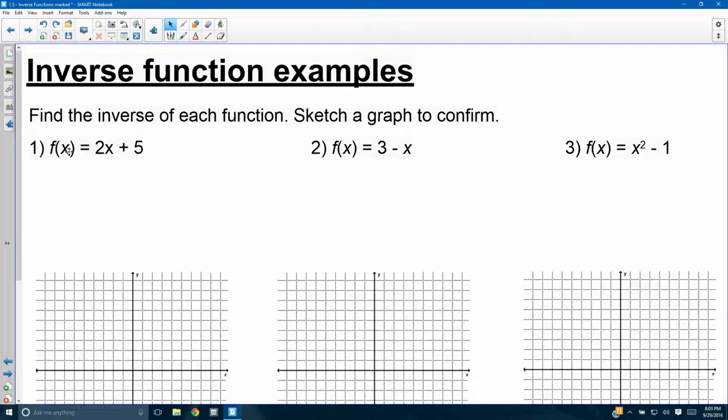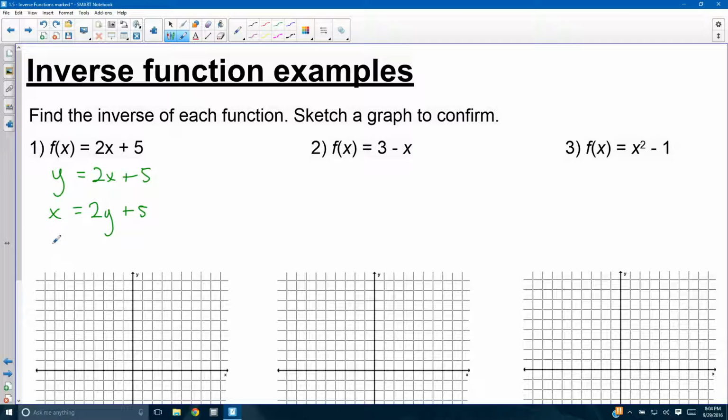Okay, let's do some examples, and I think I'm doing examples the rest of the way pretty much here. Find the inverse of each function, sketch a graph to confirm. So what I'm going to do is change f of x to y, and I'm going to do these pretty quickly because they're all going to be the same thing each and every time. F of x changes to y. I didn't change anything here. Now I'm going to change my y to an x and my x to a y, and things have changed. This is now technically my inverse function here. But I want to set it equal to y.